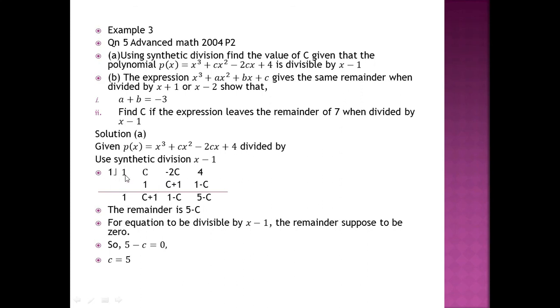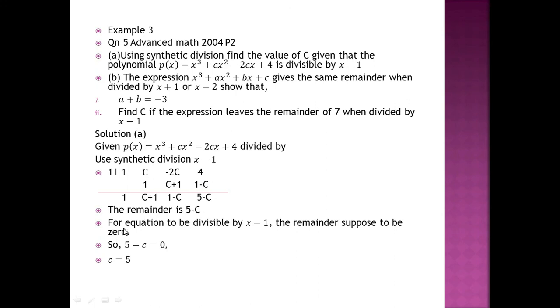Okay, 1 times 1 is going to be 1. This one plus this one, c plus 1. This one times 1 is going to be c plus 1, and then this plus this is going to be 1 minus c. Then this one times 1 is going to be 1 minus c. 4 plus this one is going to be 5 minus c. The remainder is going to be 5 minus c.